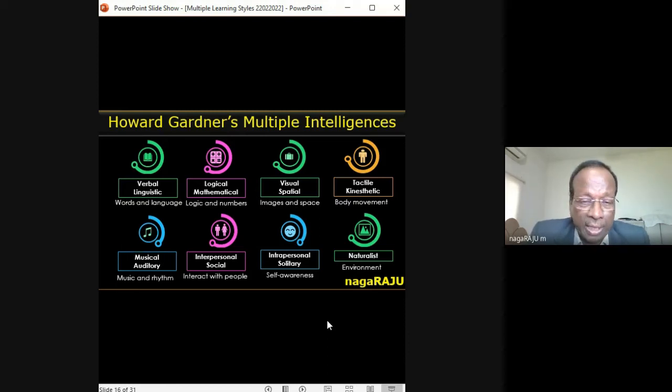The last one that you see in the bottom row, naturalist, was added later. He had 7 learning intelligences, multiple intelligences. So what were they? Verbal, which is also called linguistic. Verbal, what does it mean?